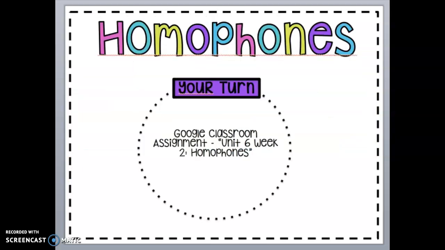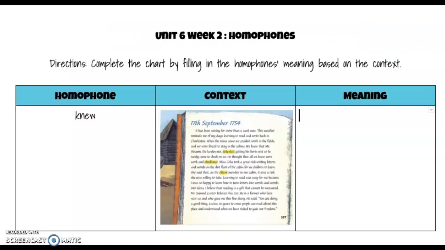Okay, so let's get into your activity that you're going to practice. You're going to head over to Google Classroom and you're going to complete the assignment that's labeled Unit 6, Week 2, Homophones. Now, just as a reminder, remember, homophones are words that sound the same, but they have different meanings and different spellings. Let's take a look at your assignment. Okay, so here is the assignment that you're going to find in Google Classroom. It's Unit 6, Week 2, Homophones. Directions: complete the chart by filling in the homophone's meaning based on the context.